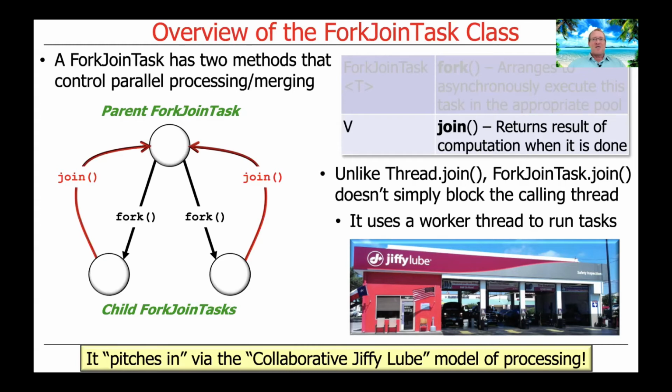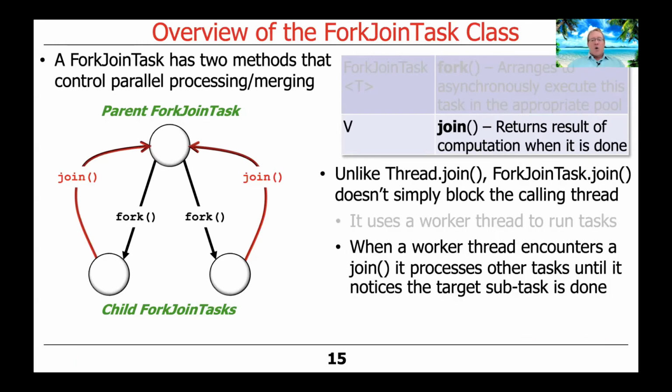So the point here is, if you're joining with something, you actually don't just block, but you pitch in and do some processing in order to leverage your core to make more work get done per unit time. When a worker thread encounters a join call, it will process other subtasks or tasks until it notices whoever called the join call is done, in which case it can then return that control back to the caller because it's got its result.